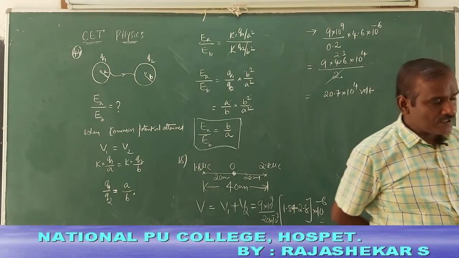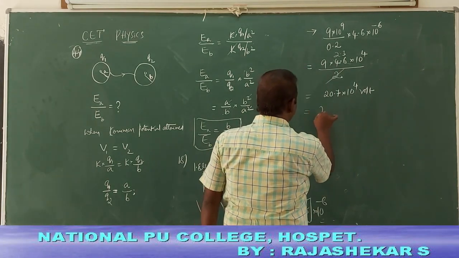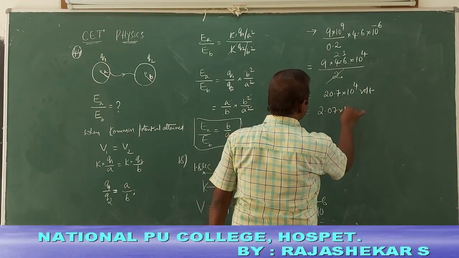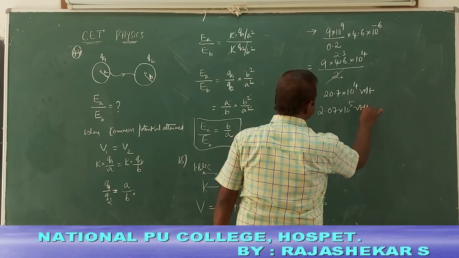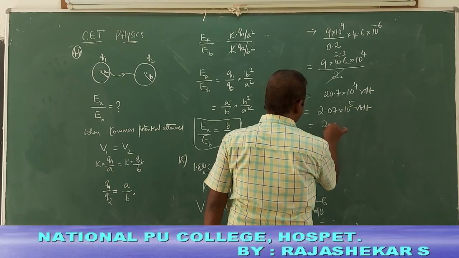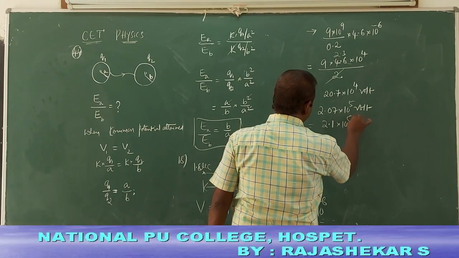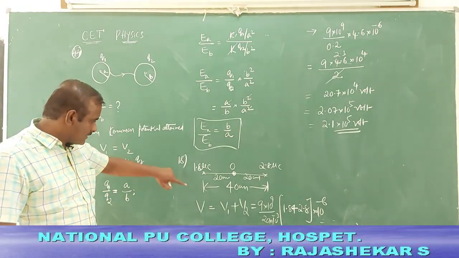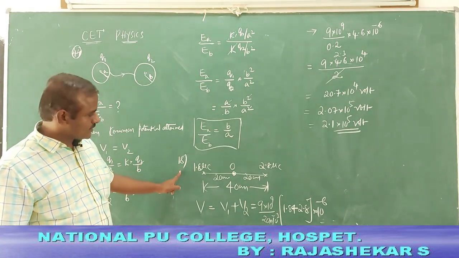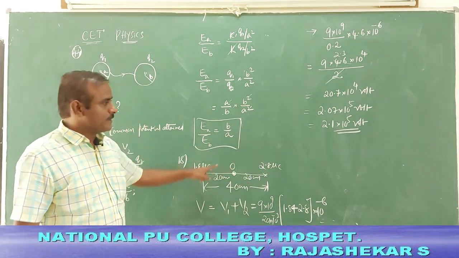Or as per the given answer, it will be 2.07 into 10 to the power 5 volt. Or it is almost 2.1 into 10 to the power 5 volt. So I took the previous question, 18th question, where potential due to two charges at the midpoint is calculated.